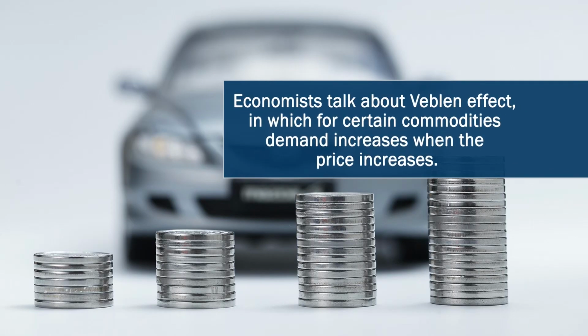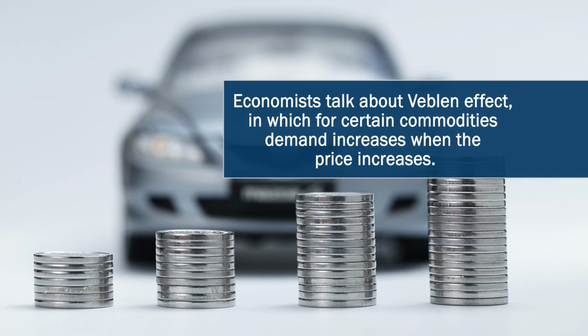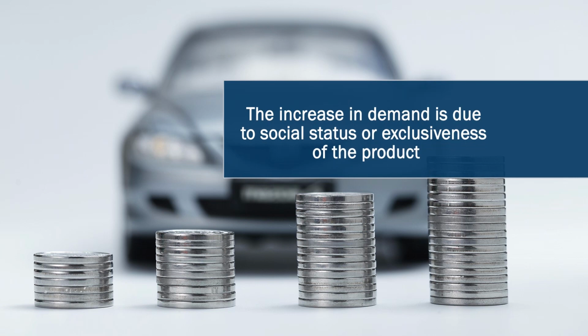Economists talk about the Veblen effect after the famous sociologist Thorstein Veblen, in which for certain commodities, demand increases when the price increases. The increase in demand is due to the social status or exclusiveness of the product. Food in exclusive hotels, high-value cars, clothes, jewelry, etc. belong to this category. In contrast, the proportion of income spent on food is always high among poorer households.